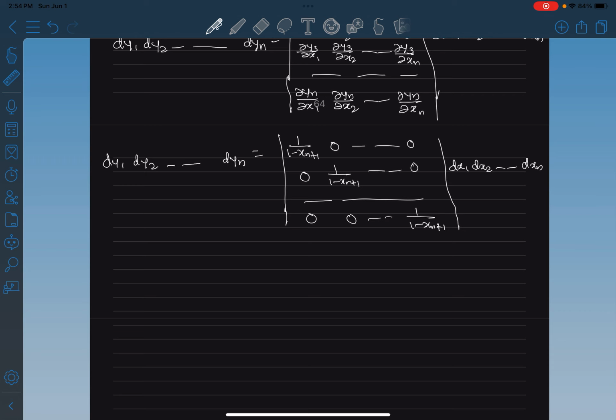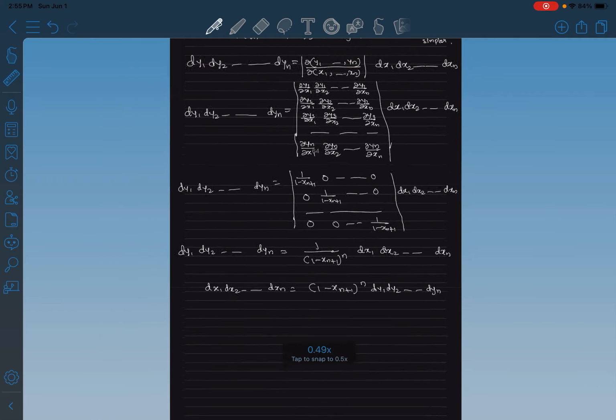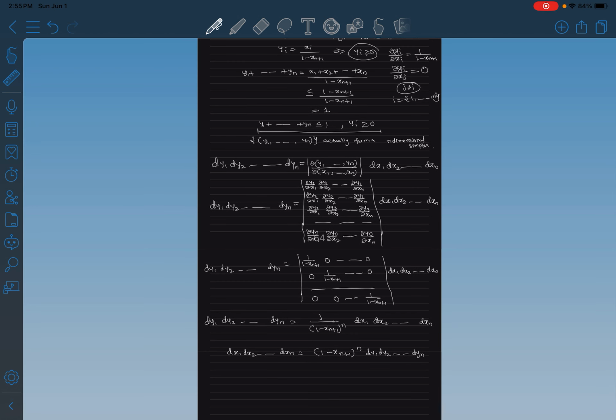Now, since this is a diagonal matrix, finding the determinant is easier. You should just multiply the diagonals, and this will be 1 by 1 minus xn plus 1 to the power n, and then dx1, dx2 up to dxn. So now I can write dx1 dx2 up to dxn as 1 minus xn plus 1 to the power n times dy1 dy2 up to dyn. Okay, so we finally have this thing, and that's a big deal for us.